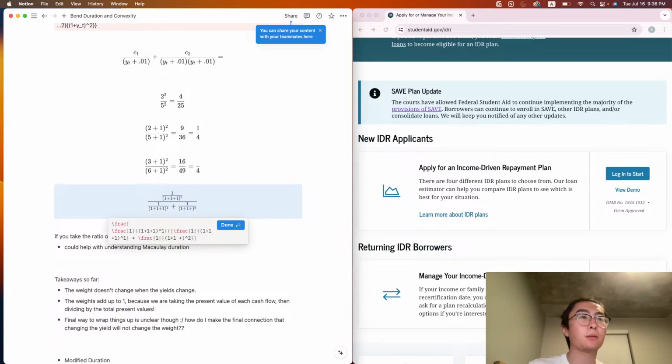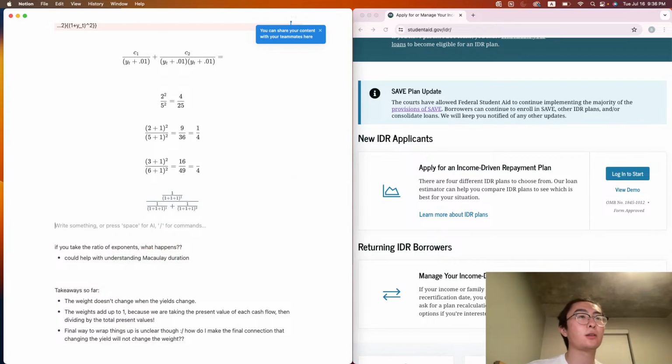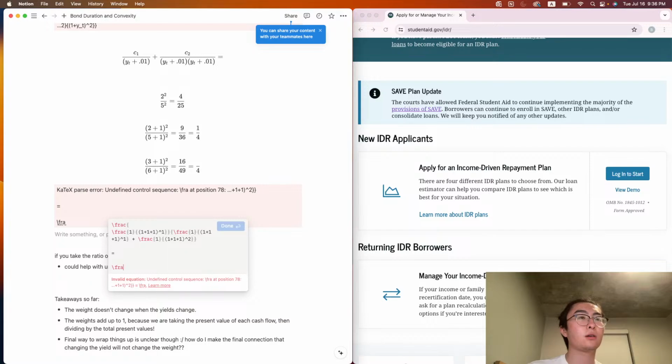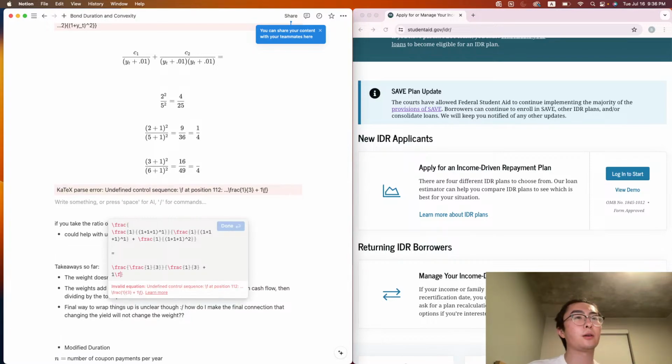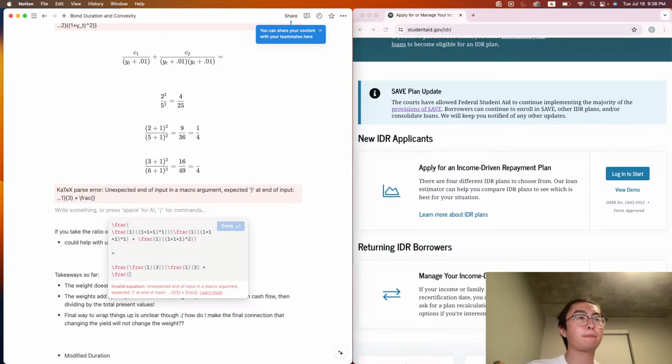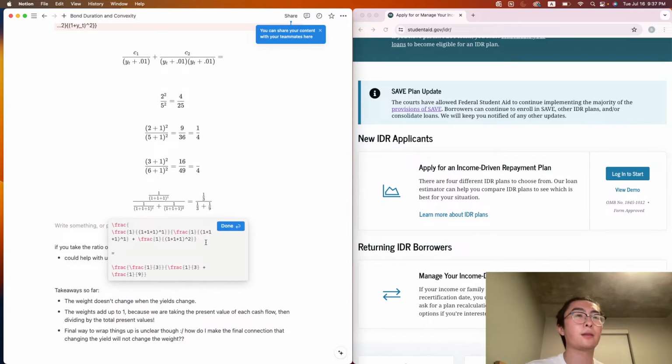Plus 1, plus 1. Okay. So this just becomes, this is equal to 1/3, so 1/3 plus 1/9. Okay.